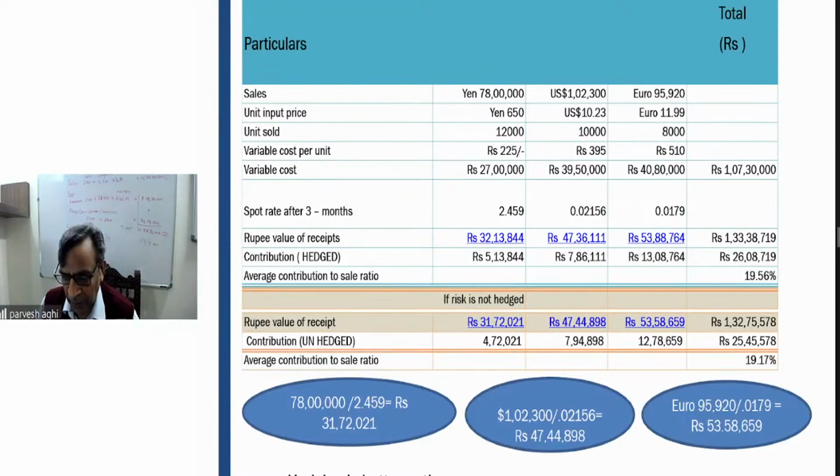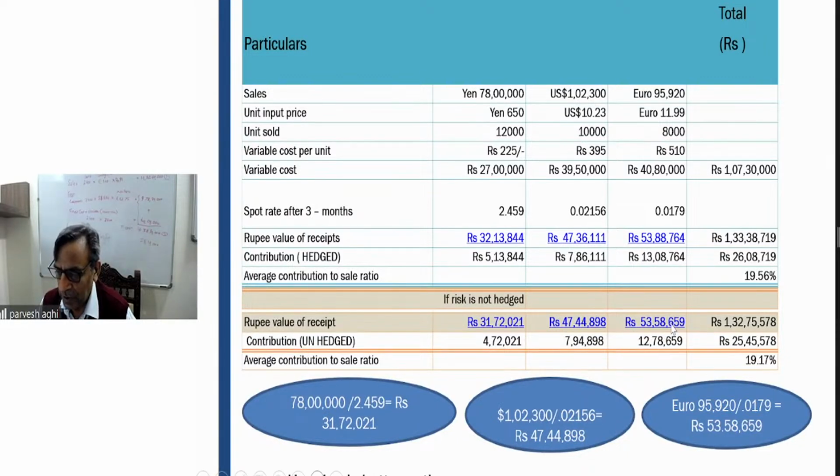Now, how did we calculate this? We have taken 78 lakhs divided by 2.45. This is the 3 month spot rate. When we divide that, because it's an indirect quote, we get 31 lakhs 72,000, which has been mentioned here. This is just to explain how this figure is obtained. And this figure of 47 comes by taking the same value in terms of dollars, but the rate is the 3 month spot rate, 0.2156. So he's going to get 47.